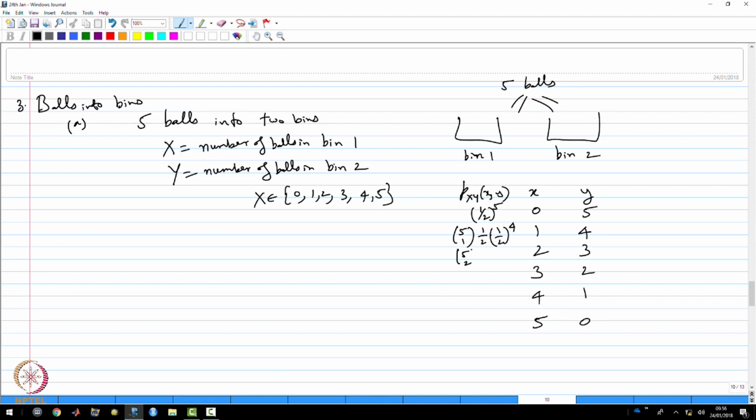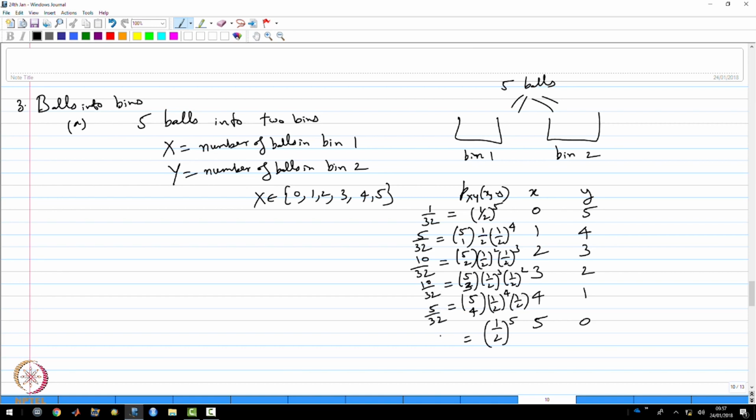So you'll have your 5 choose 2, half squared, half to the power 3. I'm just writing it in a slightly laborious fashion so you can see where this is coming from. Then this is 5 choose 4 if you like, 5 choose 3 here if you like, half to the power 4 into half, and here again you'll have just half to the power 5. So you can simplify this. This is just 1 by 32, this is 5 by 32, this is 10 by 32, this is 10 by 32, this is 5 by 32, and this is again 1 by 32.